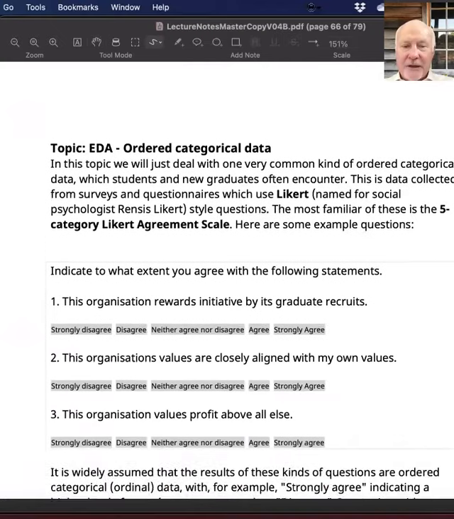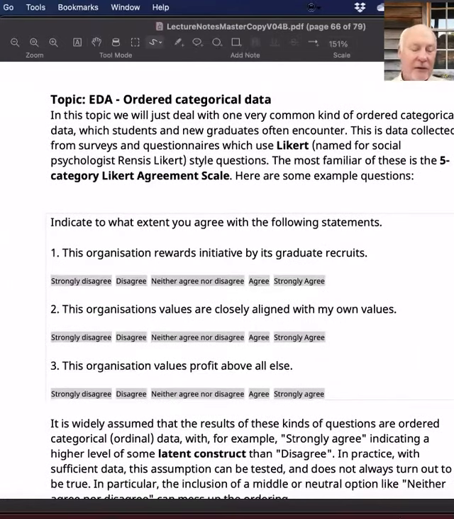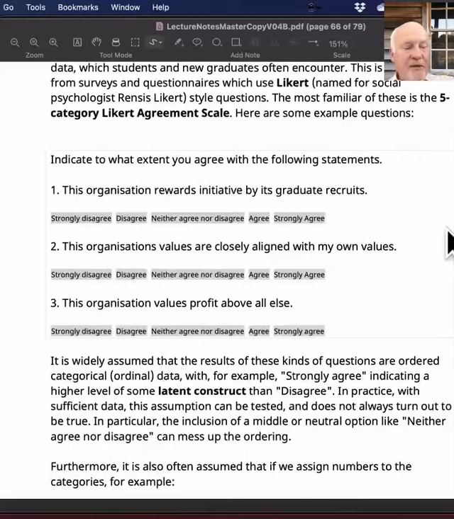Okay, the next categorical one. So this is ordered categorical data, and I'm only going to talk about one very common type, and that is data that comes from what we call a Likert agreement scale. So this is a kind of question that is very commonly used in surveys. It's used a lot in those psychological questionnaires that are used to decide whether you're satisfied with your job or intending to leave it, or things like that. Whether you're an introvert or an extrovert, and so on.